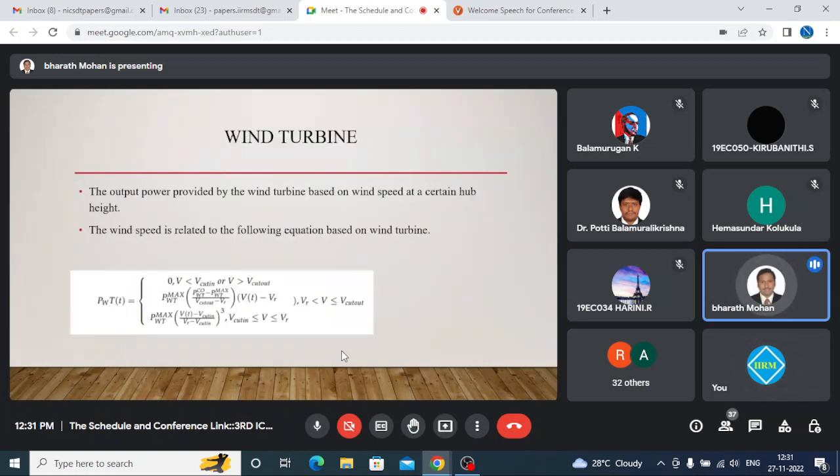The wind turbine is also one of the sources. By using wind energy, we have a wind energy conversion system. Using the following equation, we can calculate how much output energy can be obtained from the rotation of the turbine speed.